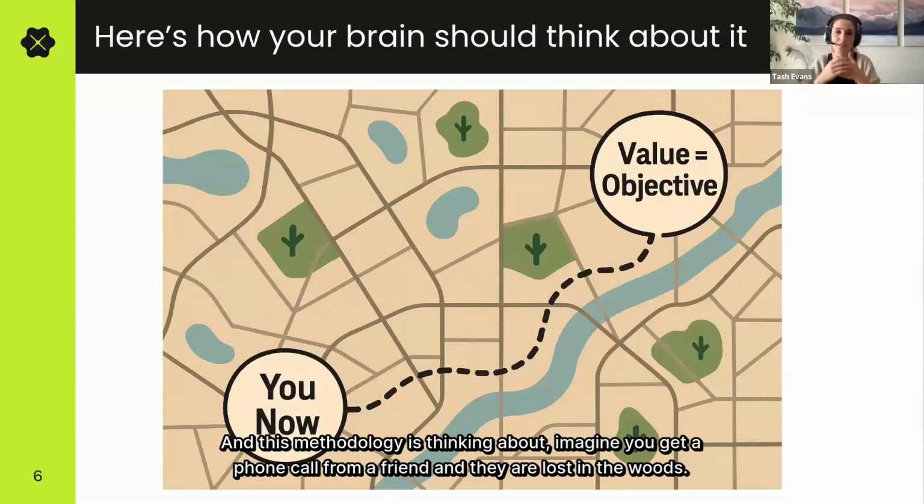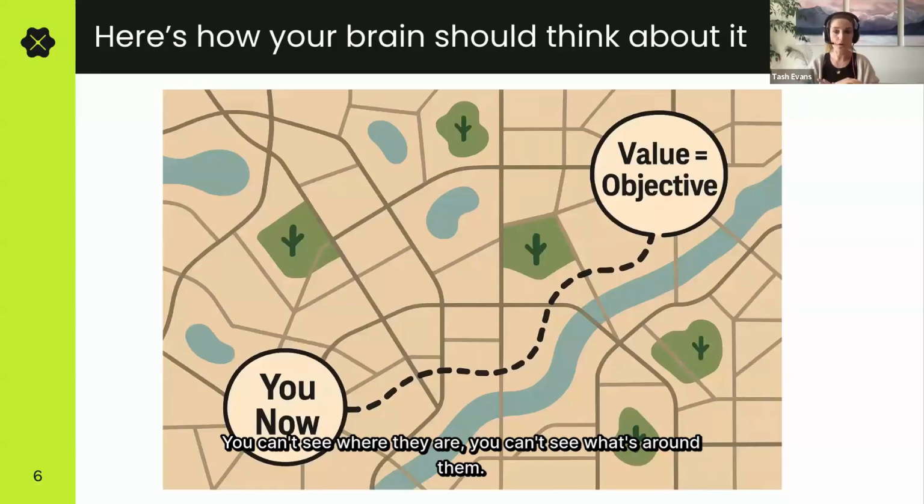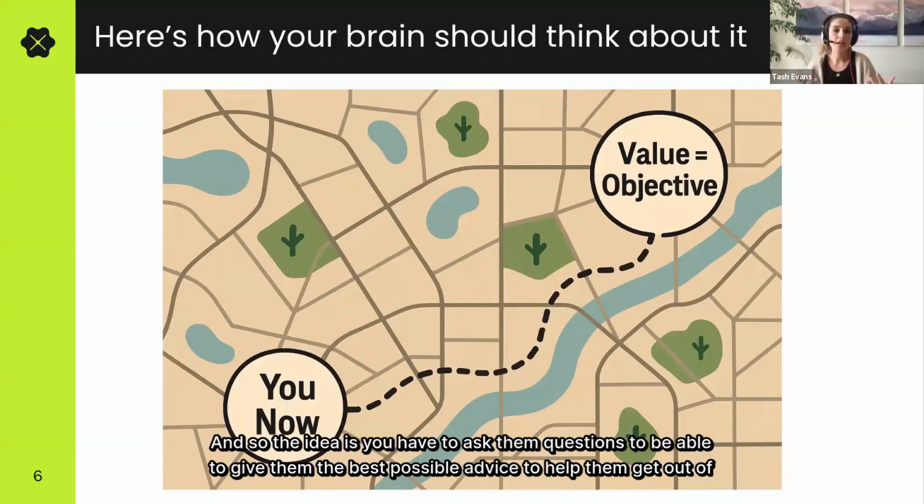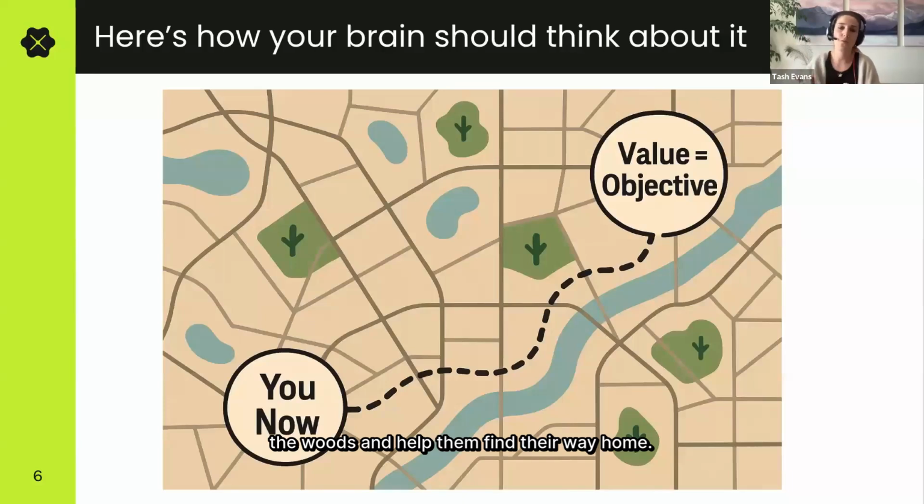And this methodology is thinking about, imagine you get a phone call from a friend and they are lost in the woods. You're not with them. You can't see where they are. You can't see what's around them. And so the idea is you have to ask them questions to be able to give them the best possible advice to help them get out of the woods and help them find their way home.